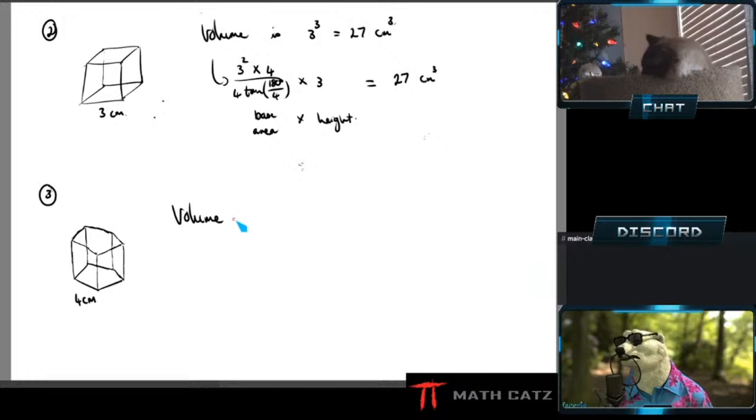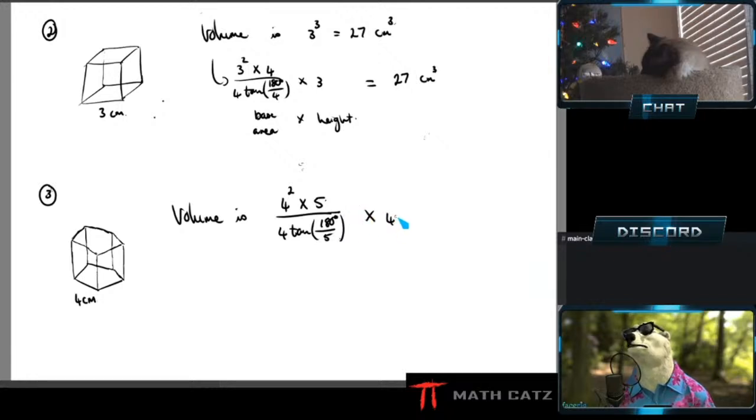Volume is area of the base times the height. So, area of the base, well, it's a regular pentagon: side length squared, number of sides, 4 is always a 4, over tan of 180 degrees over sides, which is 5. Then times height, which is also 4 because it's regular. Could have a different height, but it doesn't in this case. Now, yes, I can make this a little bit simpler here. One of these 4s cancels with that bottom 4, and that's pretty much it.